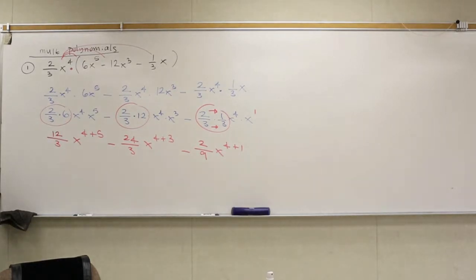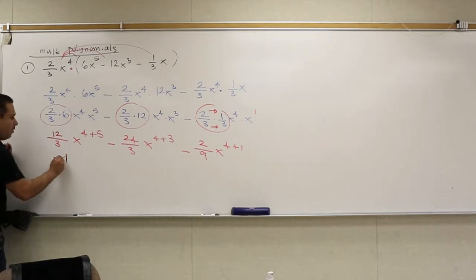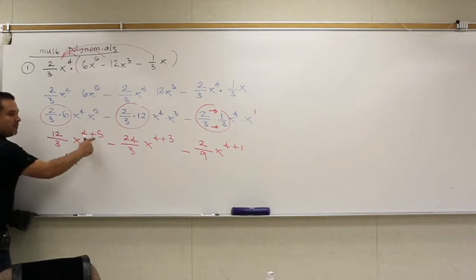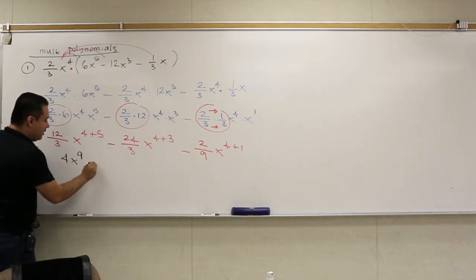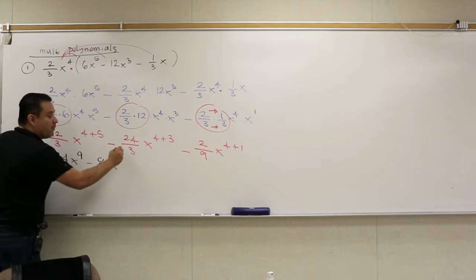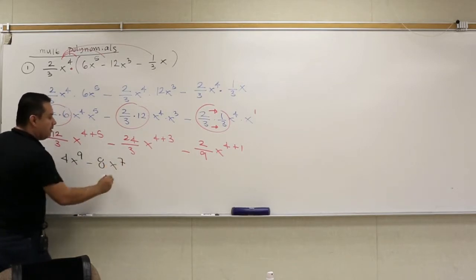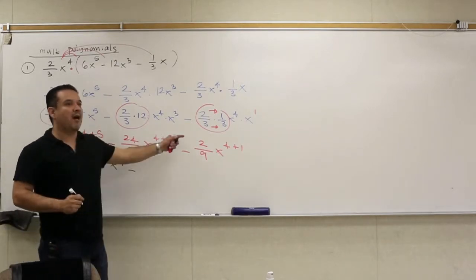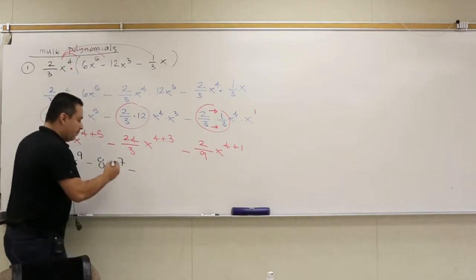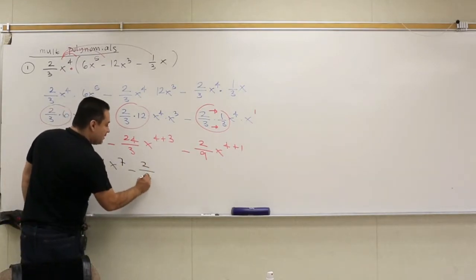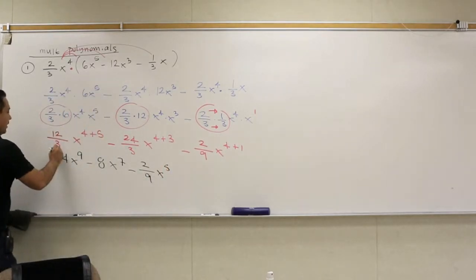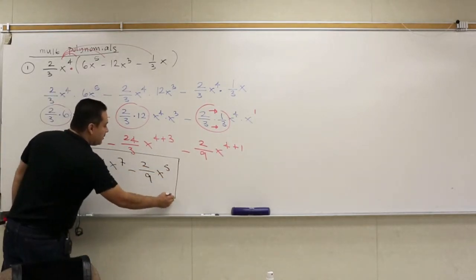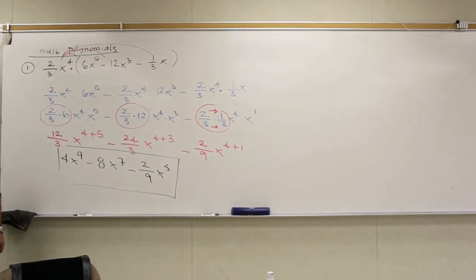Now let's finish this off. Let's give the answer. What's 12/3 again? 4. X to the, what's 4 plus 5? 9. Minus 24 divided by 3. 8. X to the, what's 4 plus 3? 7. Minus, can I simplify my fraction 2/9? So it'll be minus 2/9 x to the, what's 4 plus 1? 5th power. And you are done.